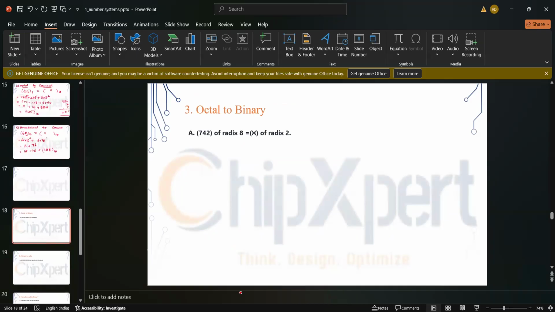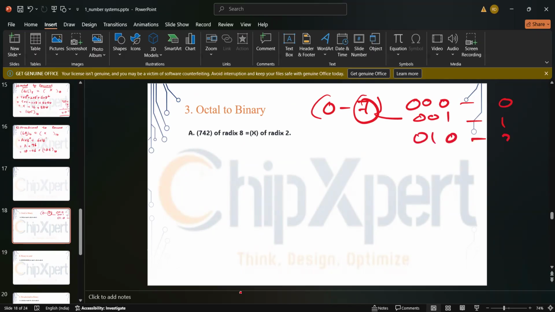And the next one is octal to binary conversion. So what was the highest digit in octal? In octal, I can represent 0 to 7, right? To represent 7 in binary format, how many bits do I need? To represent 0 it is 0 0 0, for 1 it is 0 0 1, for 2 it is 0 1 0, 3 is 0 1 1, 1 0 0 is 4, 1 0 1 is 5, 1 1 0 is 6, 1 1 1 is 7.